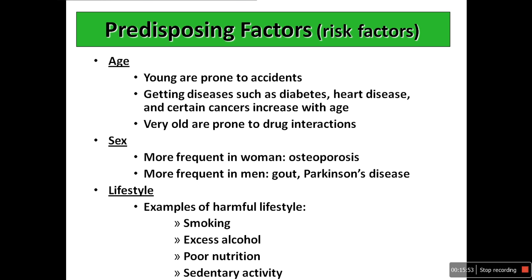Sex. More frequent in women. Some diseases are more frequent in women, like osteoporosis. And as we know, osteoporosis is a decrease in bone density, and spaces between the osteoid matrix, which makes the bone more prone to fractures.